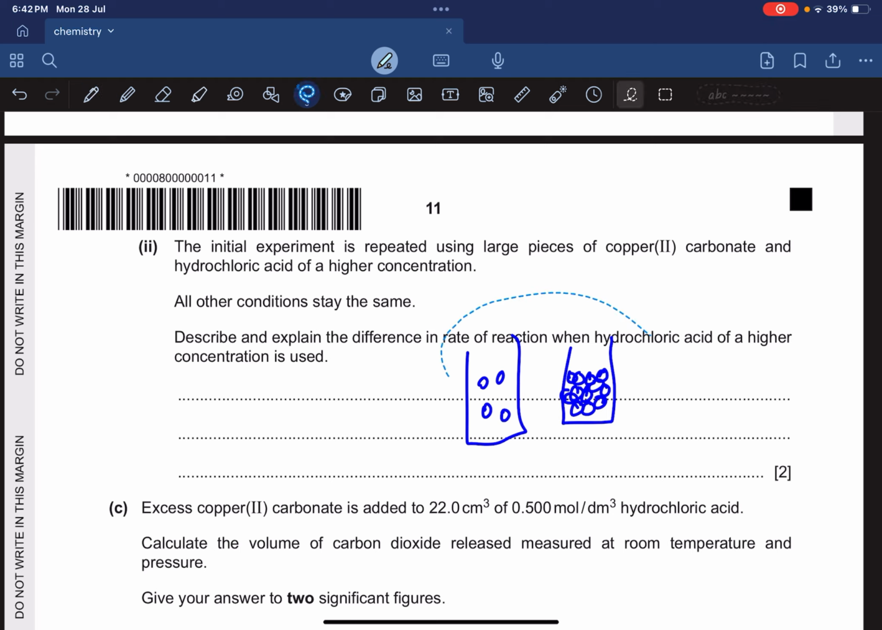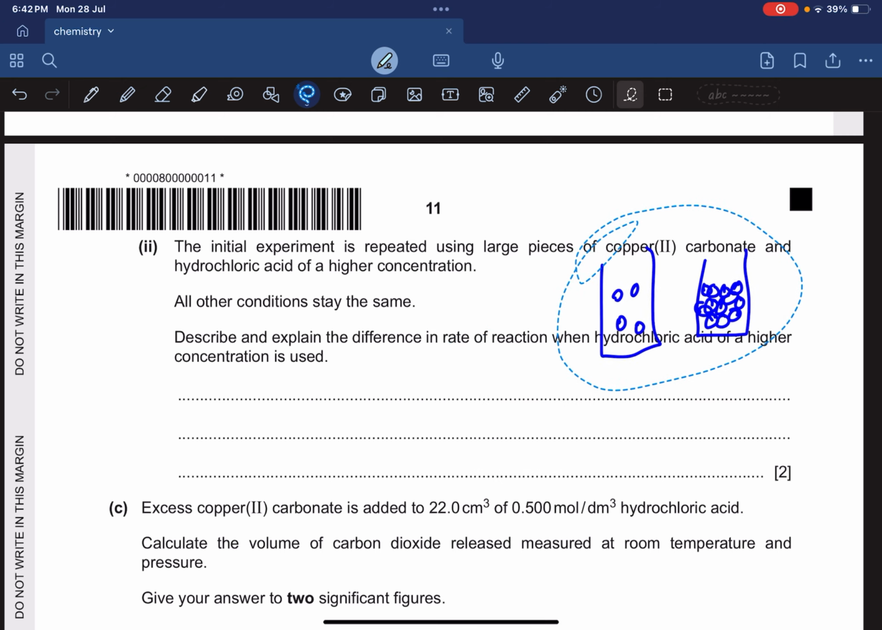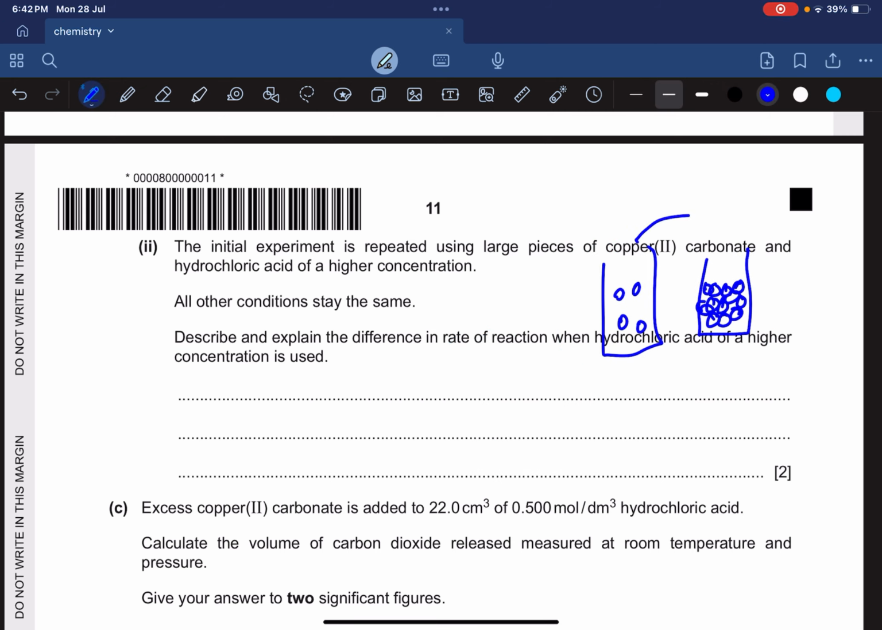This understanding is very important: when you're increasing the concentration, you're increasing the number of particles. So what's going to happen? Explain the difference in the rate. The rate's going to be faster, that's the first mark, and secondly, why? Because of a higher frequency of successful collisions.